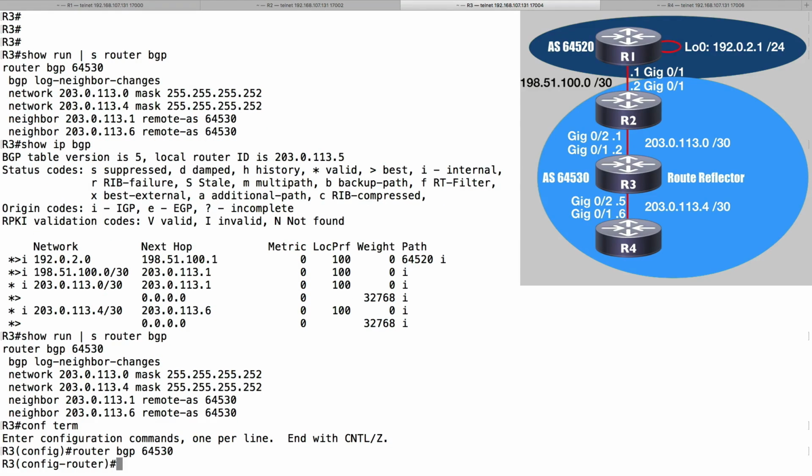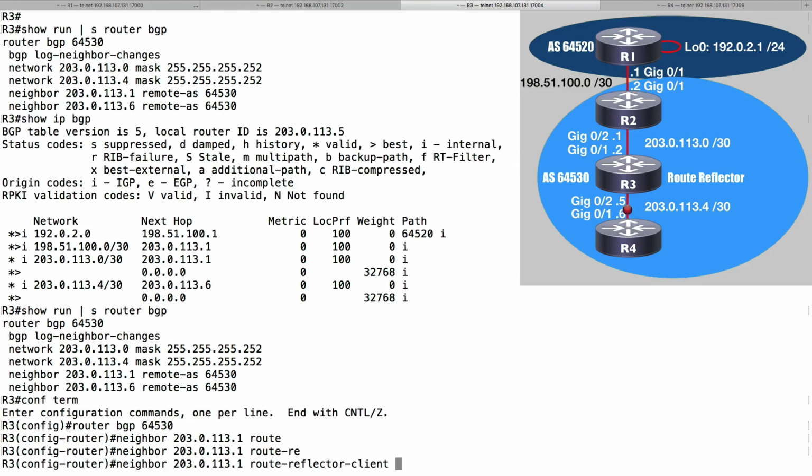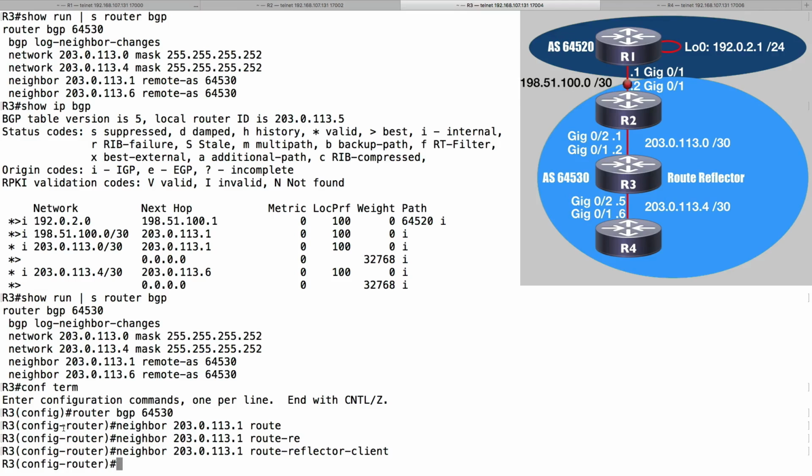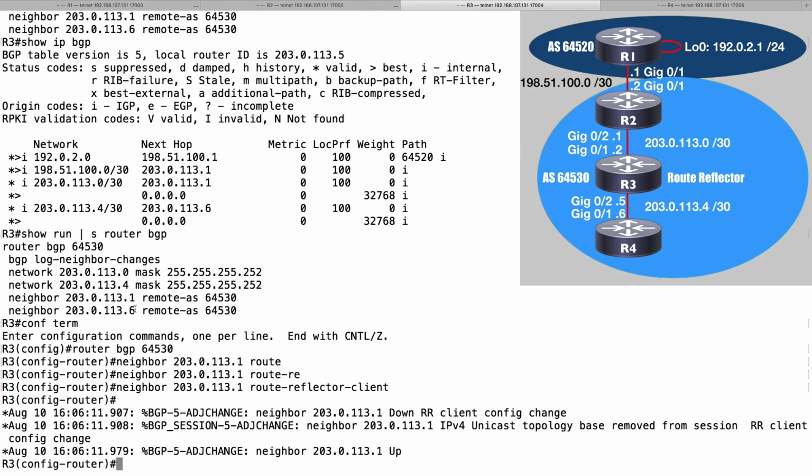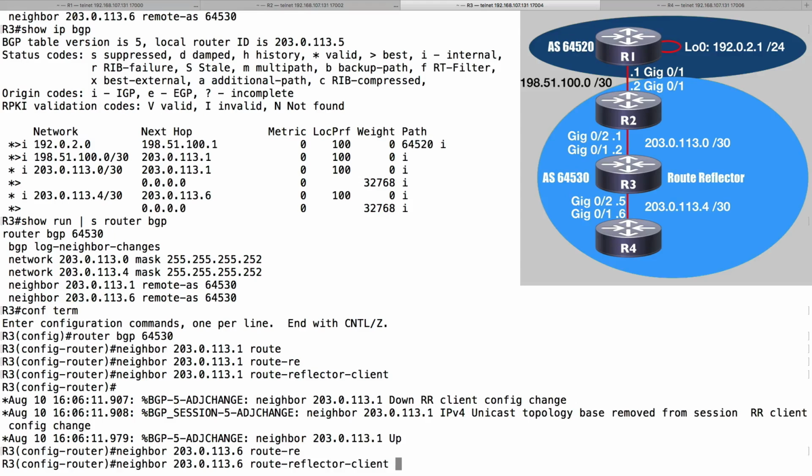And what I'm going to do is issue an additional neighbor statement for each of my neighbors, but I'm going to say that each of these neighbors is a route reflector client. Let's copy and paste that, and I'm going to say route reflector client. Let's do the same thing for our other neighbor. Notice the BGP neighborship was torn down and rebuilt when I did that. Let's do a copy, paste, and I'll say route reflector client.